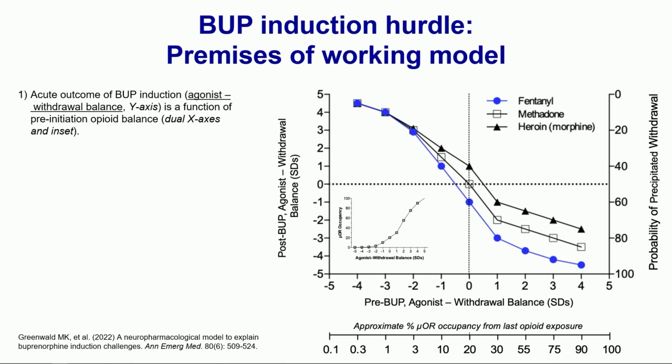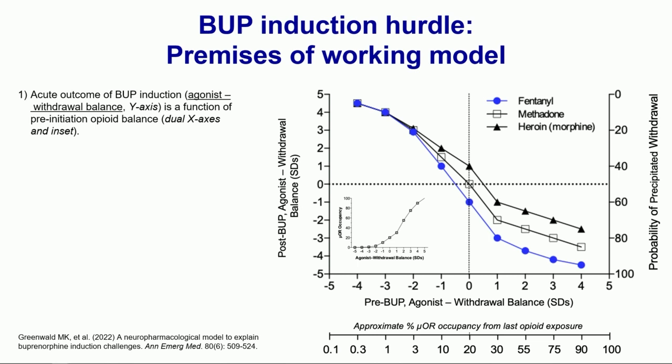But as the agonist balance moves towards neutral and then into positive territory, say someone's come in after a fentanyl overdose, you haven't reversed them, you're just waiting it out, or you dosed them with naloxone and they're re-narcotizing. If there's agonist on board, they're still at risk, and the odds of precipitated withdrawal, shown on the right y-axis here, increase. It's a reverse y-axis, so that's why down is worse.